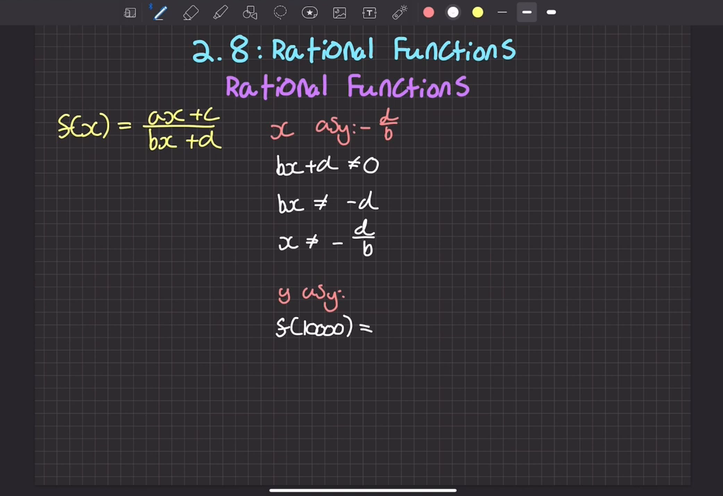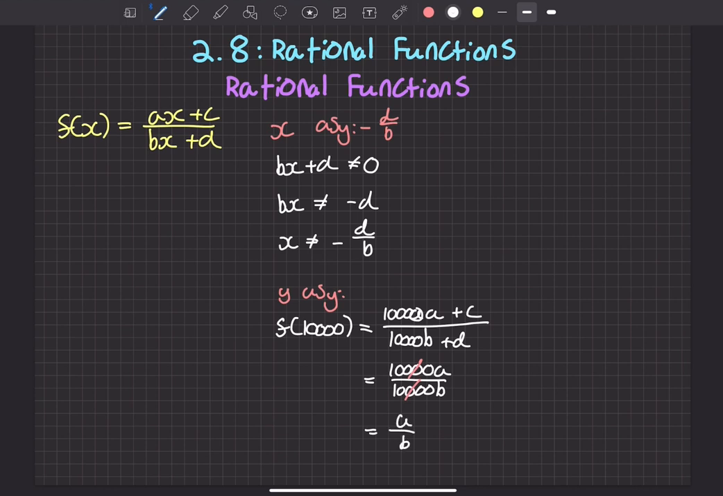So let's say a function of 10,000. You put it in for the x and you have 10,000a, sorry, this is a 0, plus c over 10,000b plus d, right? And now this plus c, this plus d, they become so insignificant that we can kind of just ignore them for now. They don't really make that much of a difference. And you're gonna have 10,000a over 10,000b. And we kind of just cross these out because they're the same. And you're left with a over b.